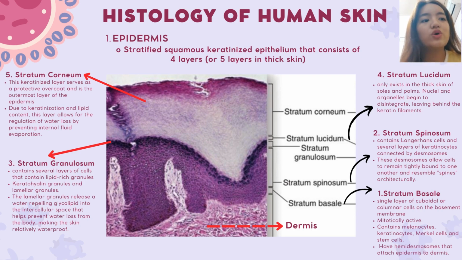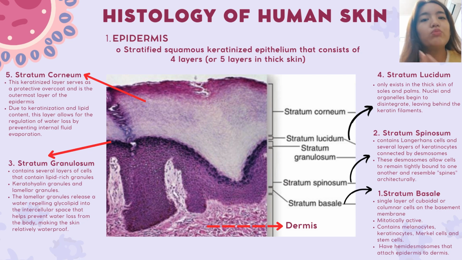So that is why it is called stratum spinosum. Next, the third layer is the stratum granulosum. It contains several layers of cells that contain lipid-rich granules. That is why the name of this layer is stratum granulosum, because the cells have granules, which are keratohyaline granules and lamellar granules. The lamellar granules release a water-repelling glycolipid into the intercellular space that helps prevent water loss from the body. So this will make the skin relatively waterproof.